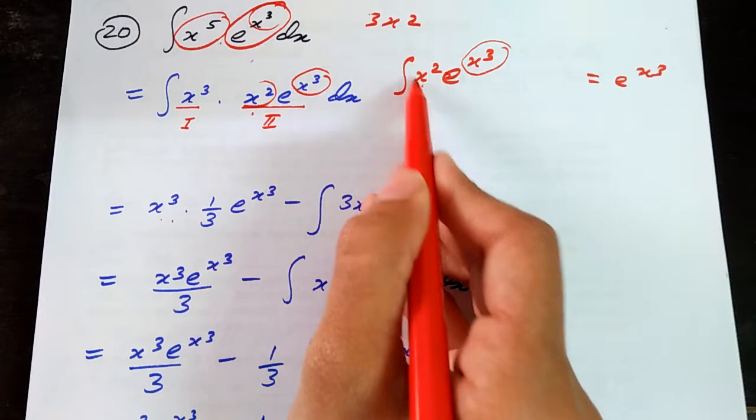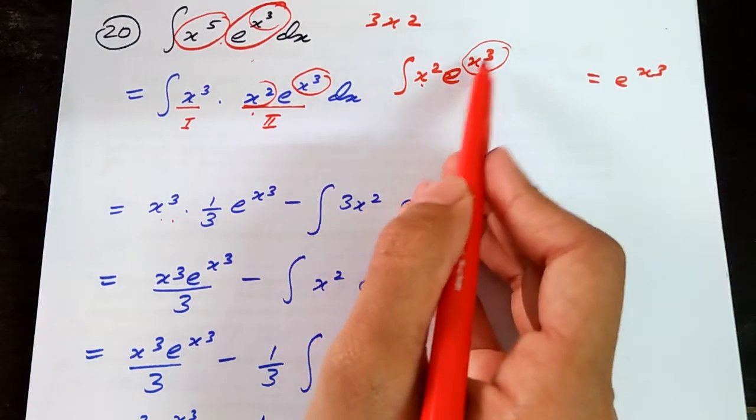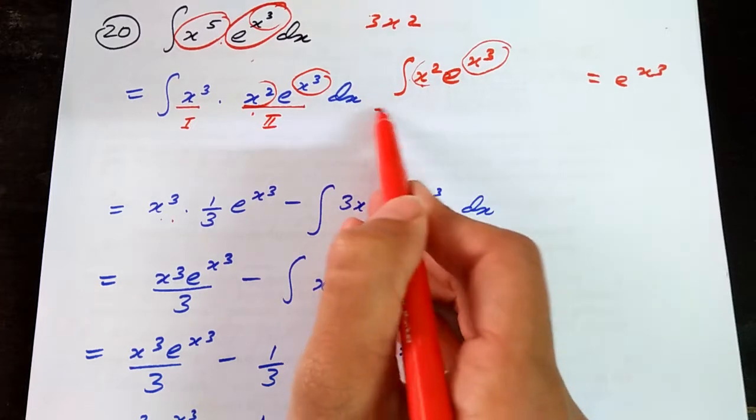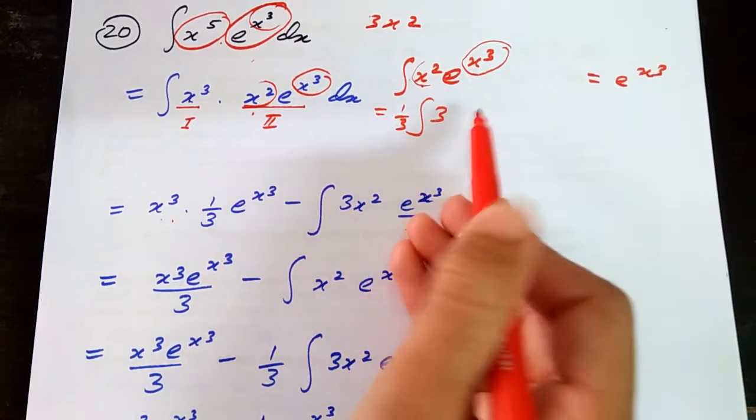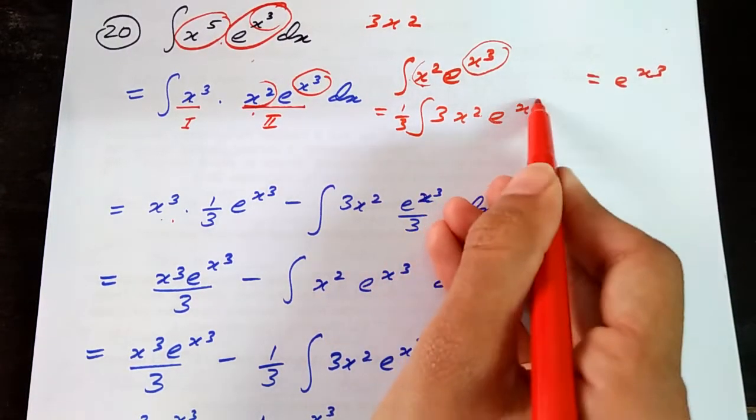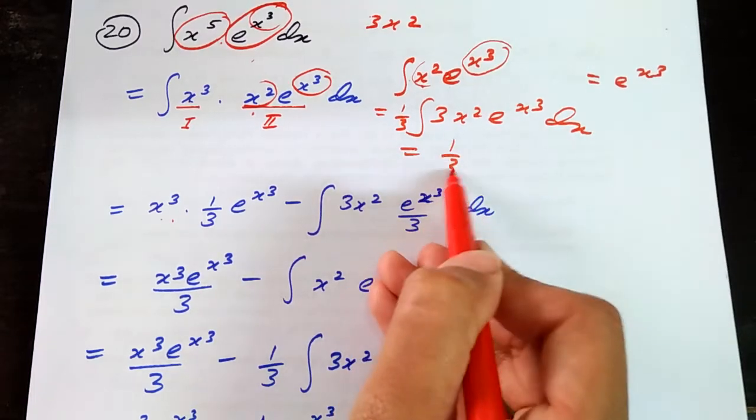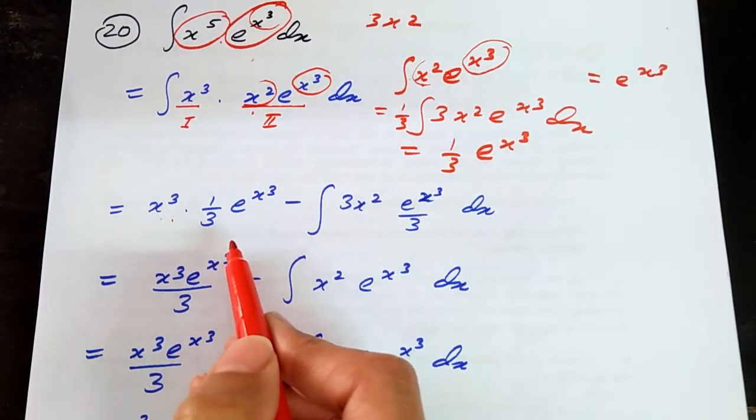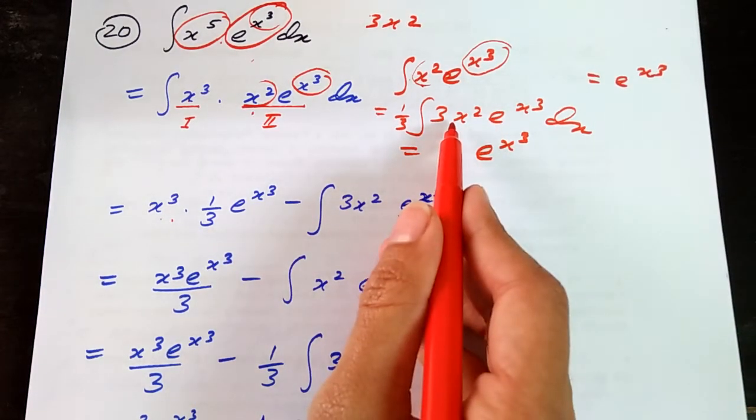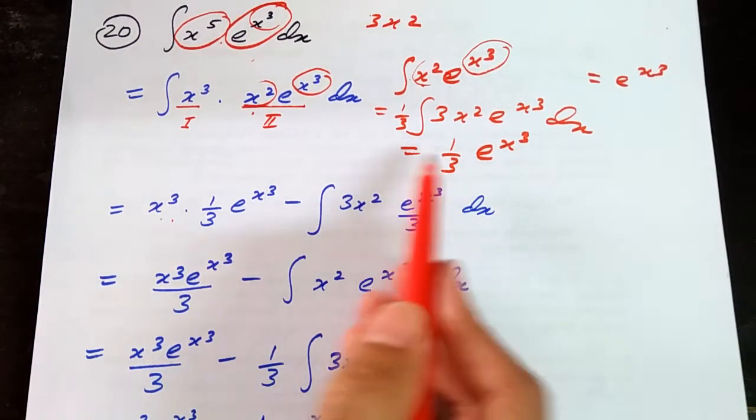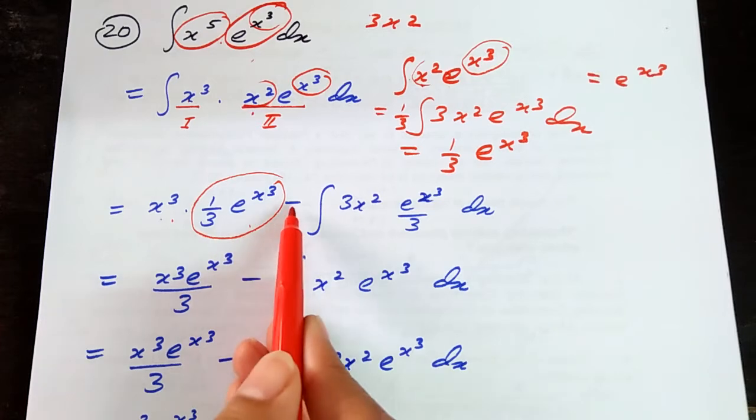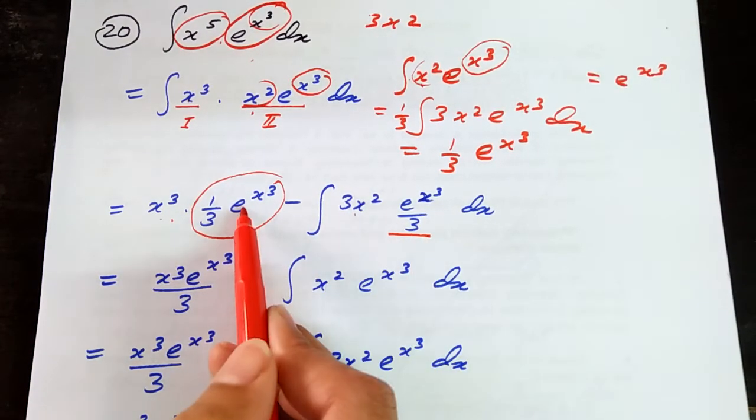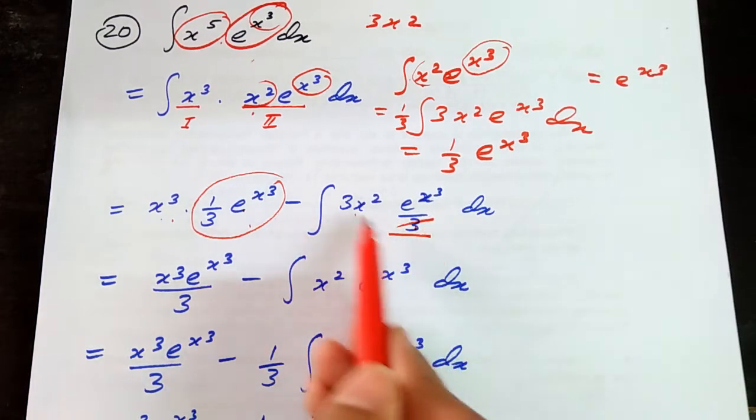But we need to make the derivative here. x cube has a derivative 3x square, but we have only x square here. So just divide it with 3 and multiply it with 3 like this. Now its integration will be easily e raised to power x cube because its derivative is in the coefficient. So the integration of second function answer is this, minus integral derivative of first function into integration of second function is the same answer. This 3 and 3 is cancelled.